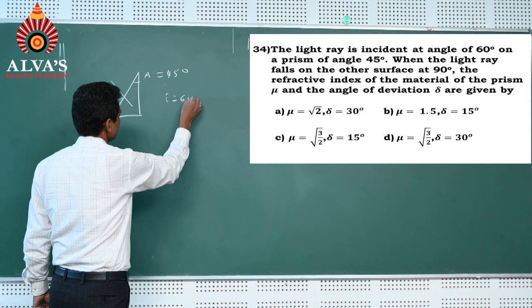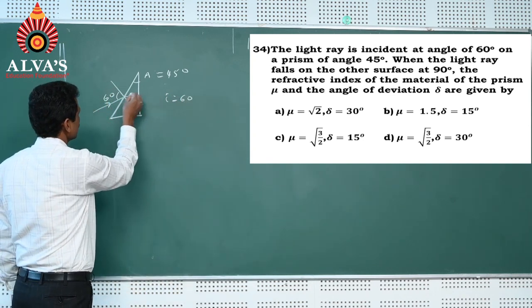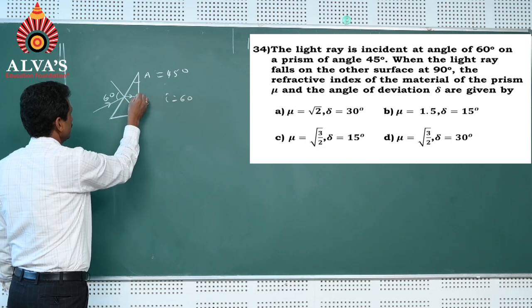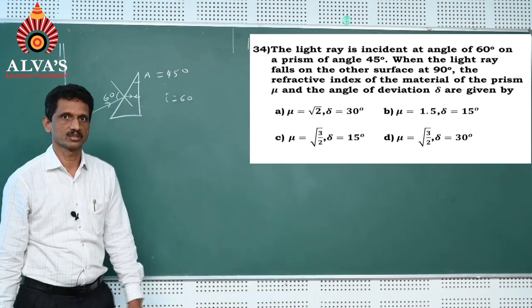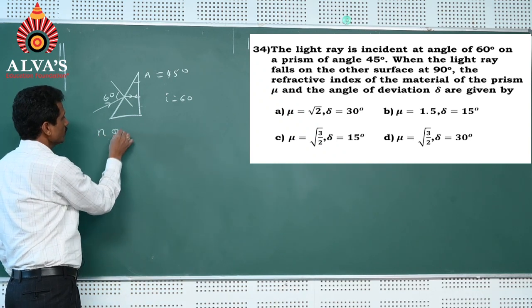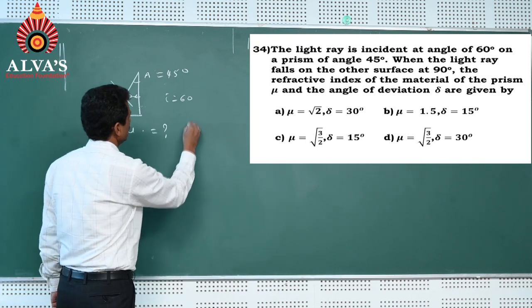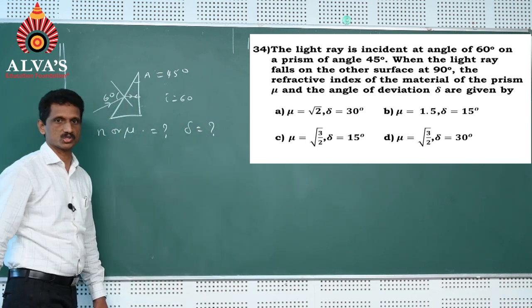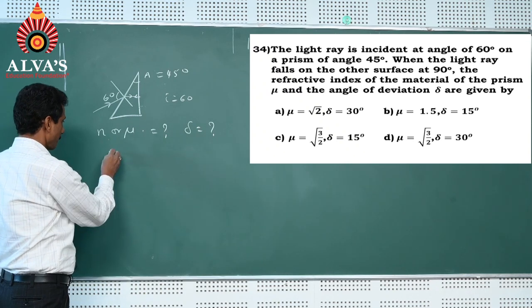I is given 60 degree, and the ray refracts and is incident at 90 degree, normal to the other surface, like this. Now your aim is to find out the refractive index n or mu, and the deviation angle delta. Our aim is to find out n and delta.